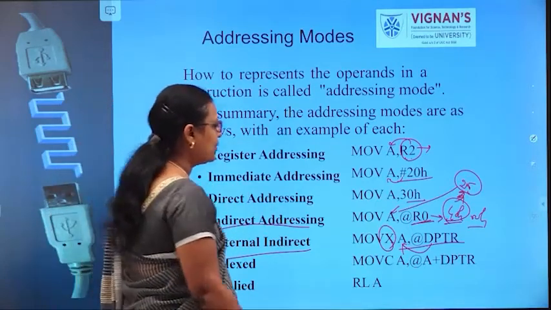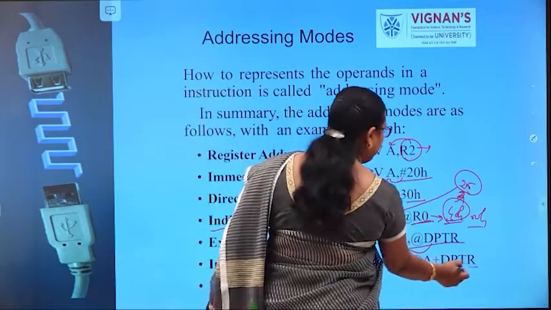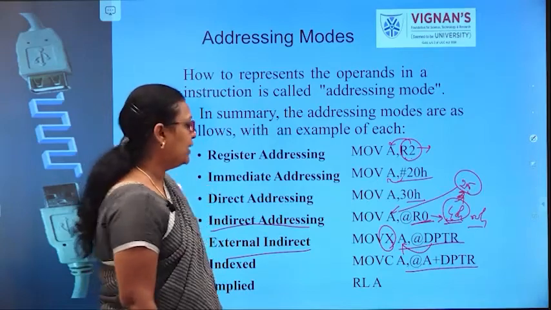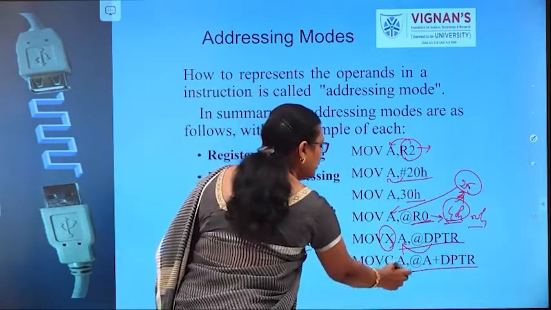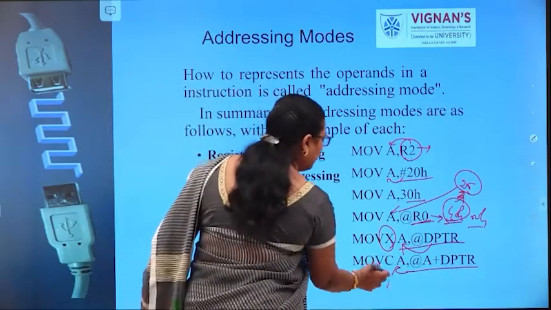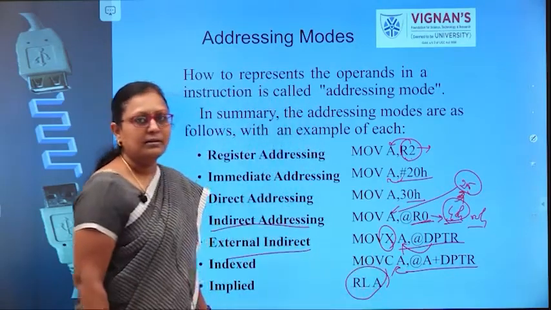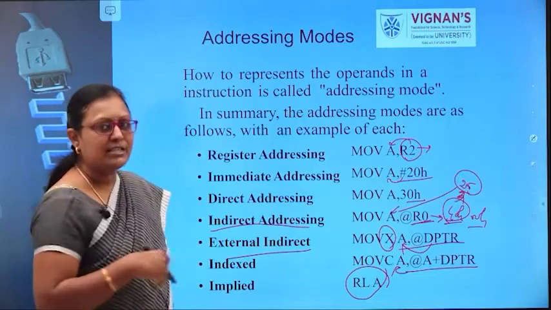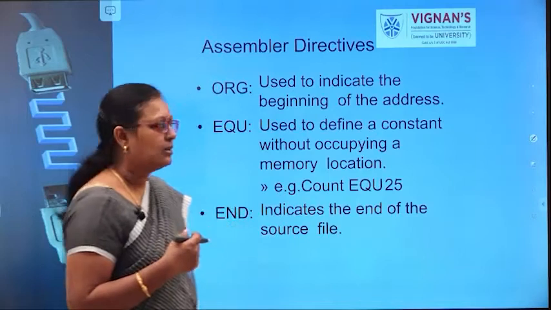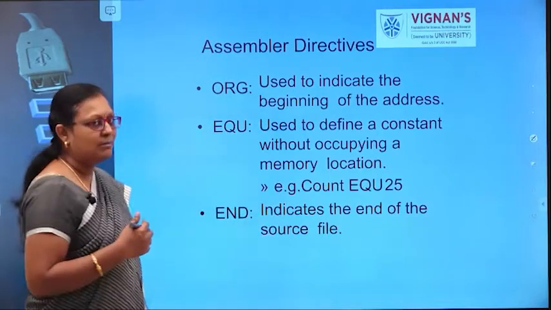Indexed means your DPTR register, the data pointer register, will be added with the accumulator content and the result will be moved to the accumulator. Okay, and implied register addressing will be given as the command RLA. So these are the addressing modes specified in the 8051 microcontroller. Clear? Next, coming to the assembler directives.